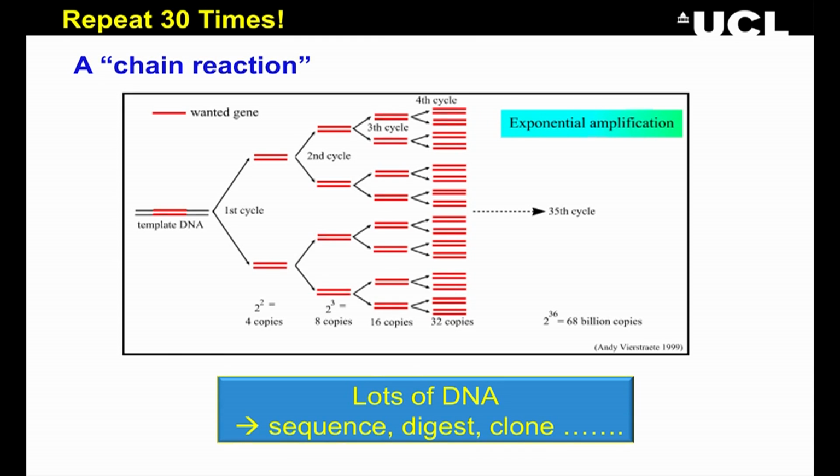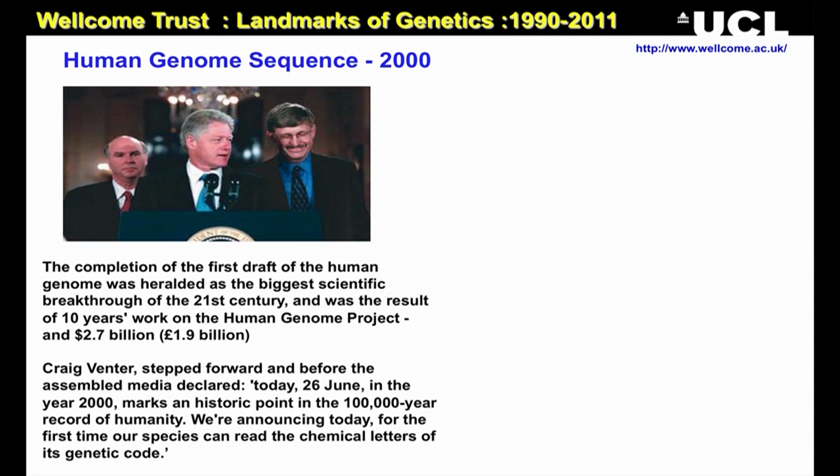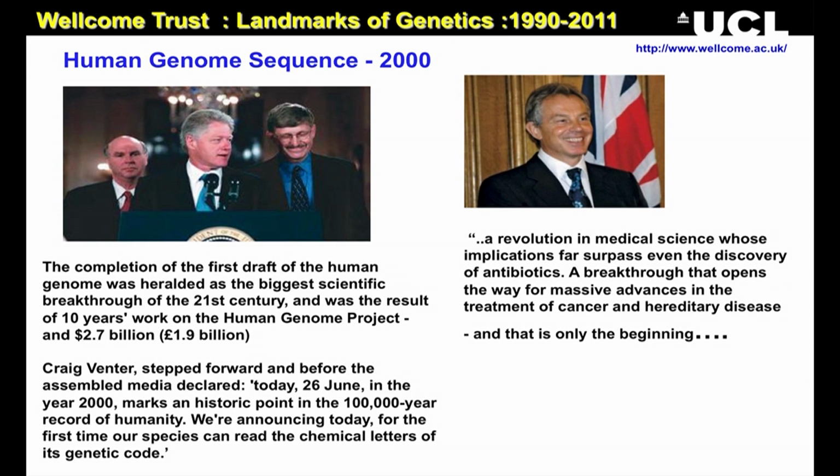So what happens is you start off with template DNA with 2 copies of the gene. You then have 4, 8, 16, 32 copies. You keep on doing this 35 times, and you end up with 68 billion copies of just the fragment of DNA that you're interested in. So you can see why, just like a nuclear chain reaction, this is a polymerase chain reaction. So you then got loads of DNA, absolutely bucket loads, and you can sequence it, you can digest it, you can clone it, you can do all sorts of things.